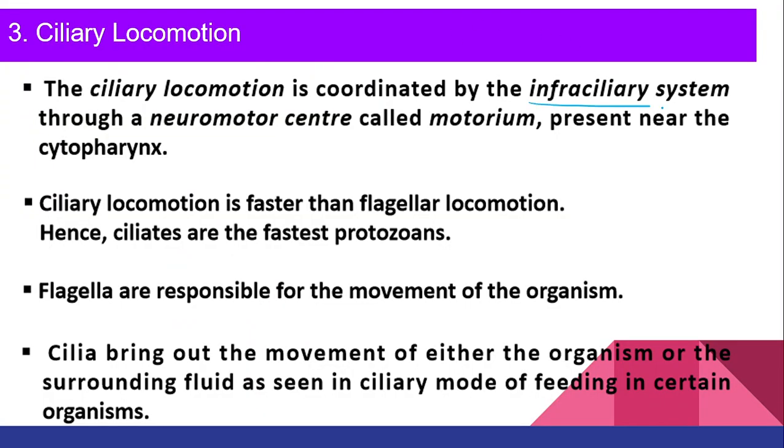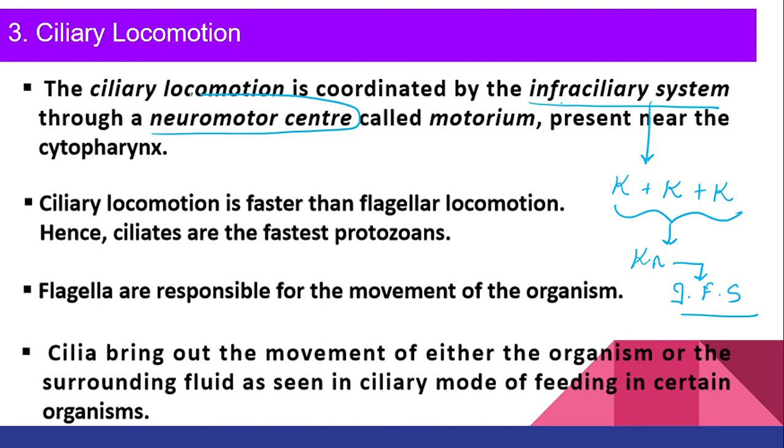Now, the ciliary locomotion is coordinated by the infraciliary system. We have already discussed that the infraciliary system consists of kinetosome plus kinetodesmal fibers plus kinetodesmata. These three form your kinety. All kineties form your infraciliary system. The ciliary locomotion is coordinated by the infraciliary system through the neuromotor center. Who is the neuromotor center? It is your motorium. So the infraciliary system along with the motorium forms your neuromotor center, right?